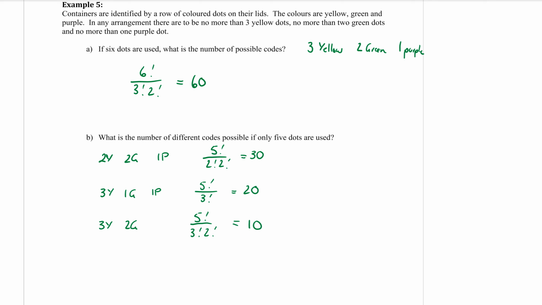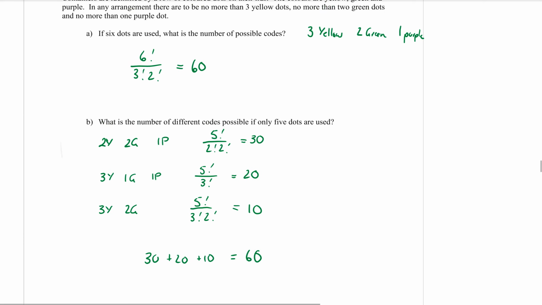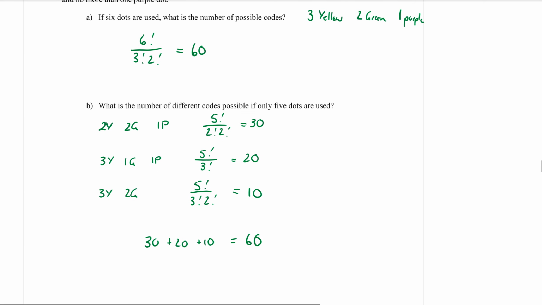Okay, so all I have to do is add those together. 30 plus 20 plus 10 means that there is 60 different ways, and it's a bit of a coincidence there was 60 for the first one as well. It is a coincidence. Okay, there's 60 different ways that you could make a 5-dot colour combination from the yellow, green and purple options that we had. Okay, that's it.